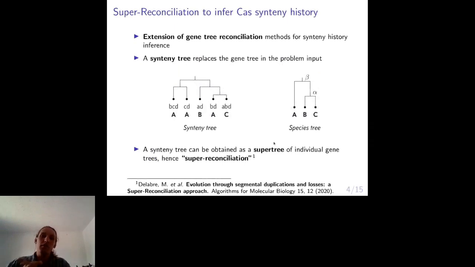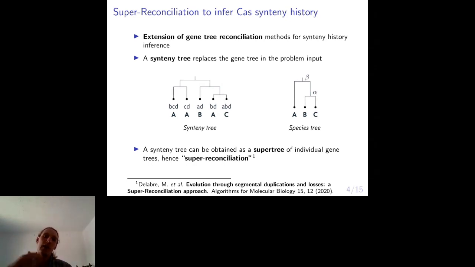So here, to reconstruct the Cas gene synthesis history, we wanted to present you a super reconciliation. The super reconciliation is an extension of the gene tree reconciliation method, but to infer the history of gene synthesis.